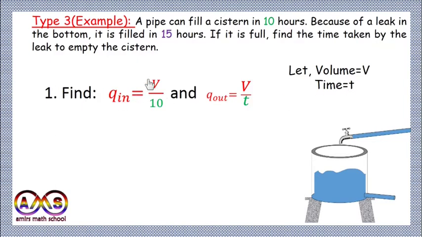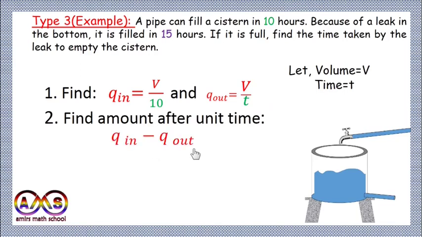Find Q in, which is V divided by 10, since the pipe can fill the whole cistern in 10 hours. That is, Q in equals V by 10. Here we let the time taken by the leak to empty the full cistern be T. That's why Q out is V by T. Find the amount after unit time, that is Q in minus Q out.